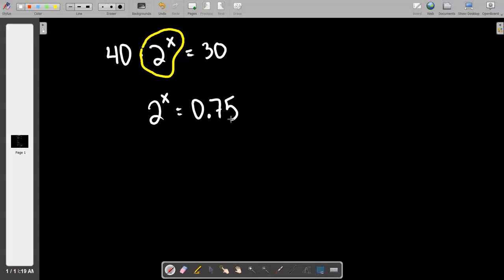And now that we have the power by itself, what would we do next? Yeah, log both sides. Get those 3 sweet words. Just get used to log both sides, log both sides, log both sides. And as you log both sides, be aware of whether or not any particular flavor of log is going to benefit us. It's not really. So I'm just going to log both sides, and I'm going to bring my X down in front. So I'm going to have X times the log of 2 equals the log of 0.75.